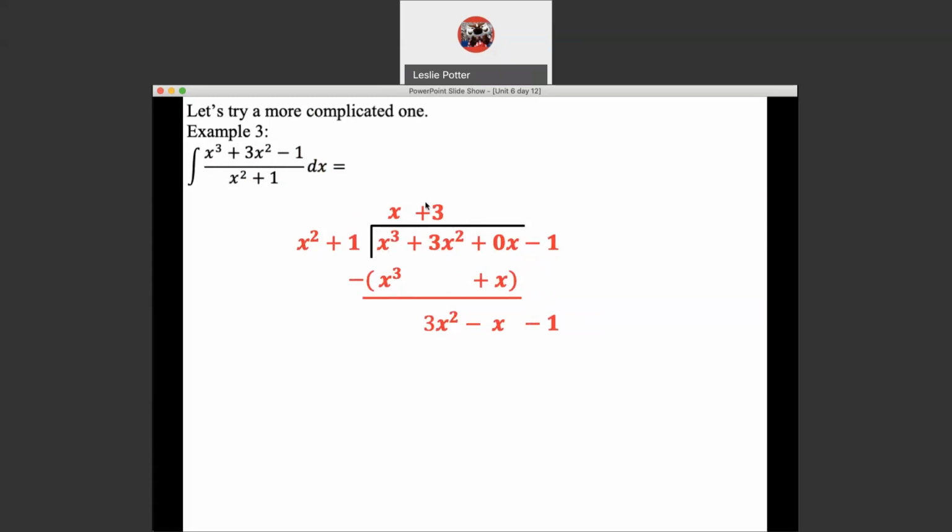We're going to multiply by 3. We're going to get 3x squared plus 3. So we're going to subtract that. And we're going to get 3x squared minus 3x squared, which is 0. We're going to get minus x minus 0, which is negative x. And minus 1 minus 3 is negative 4. So this has a smaller power than our divisor here. So this is our remainder.